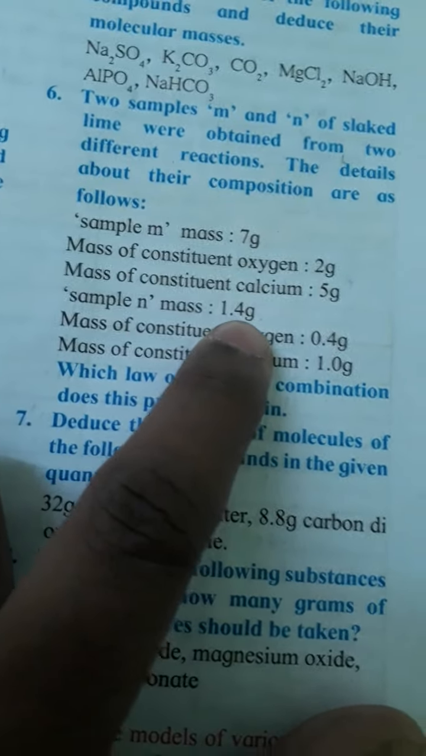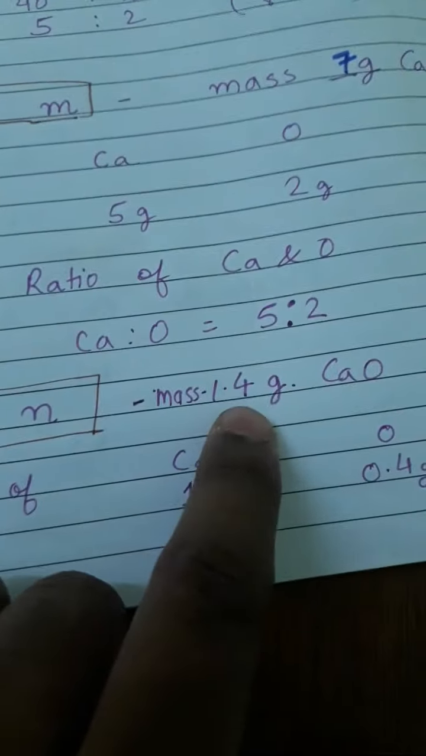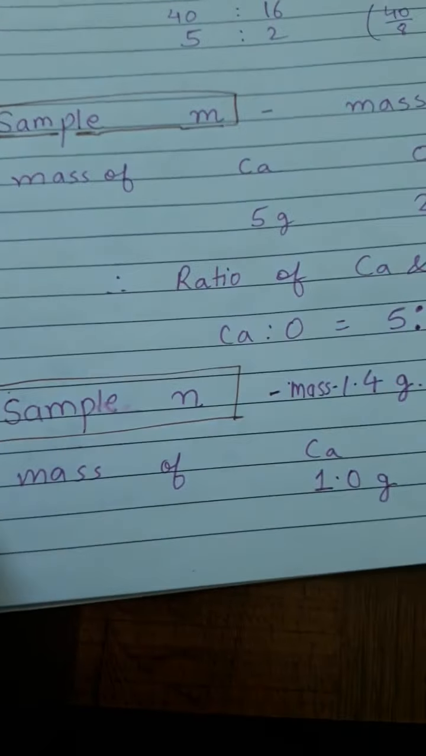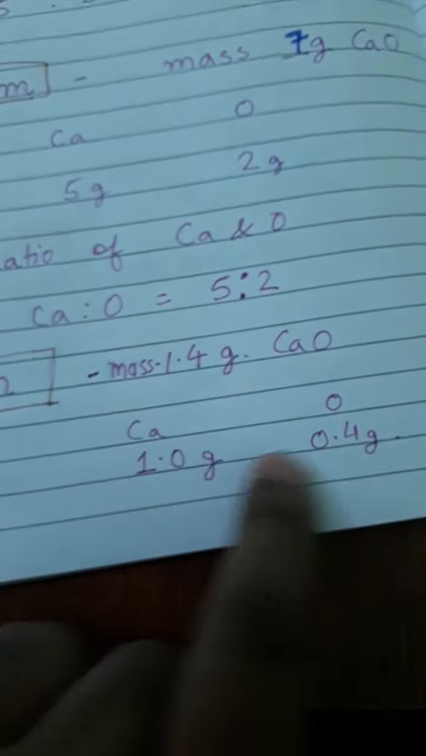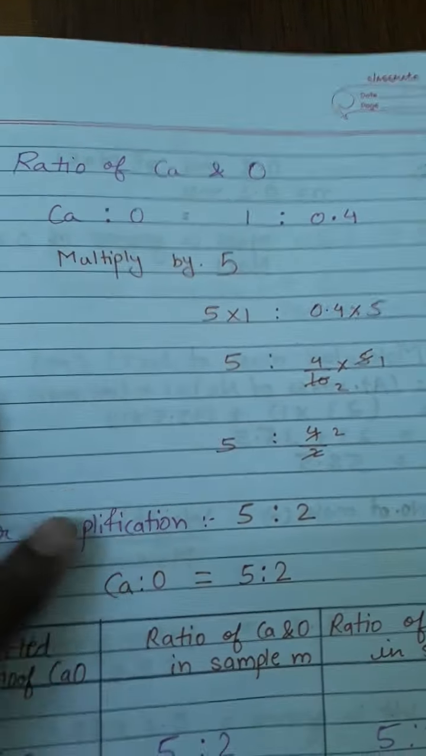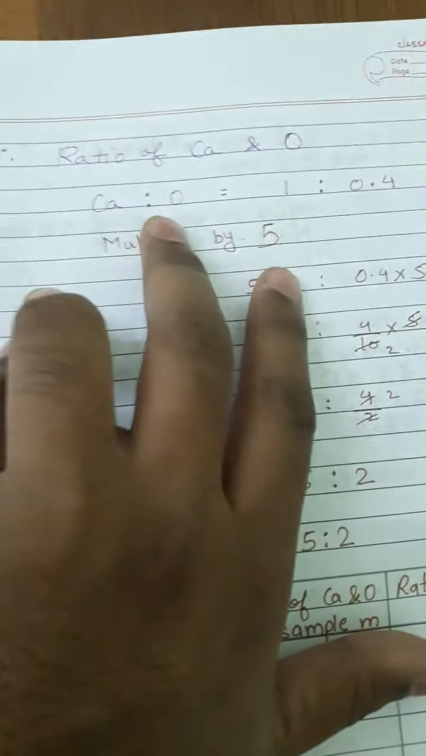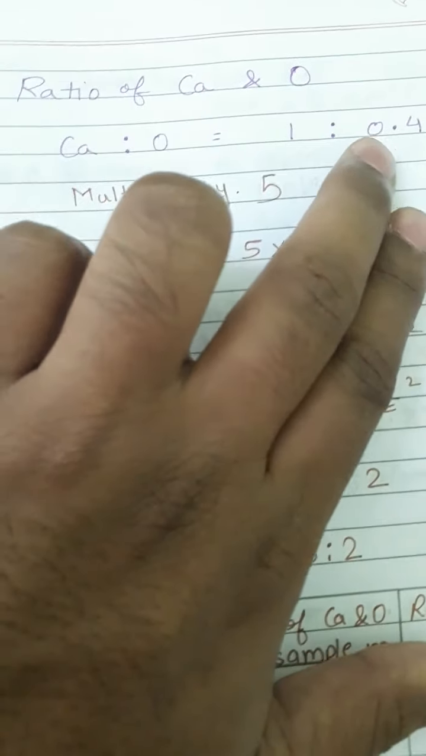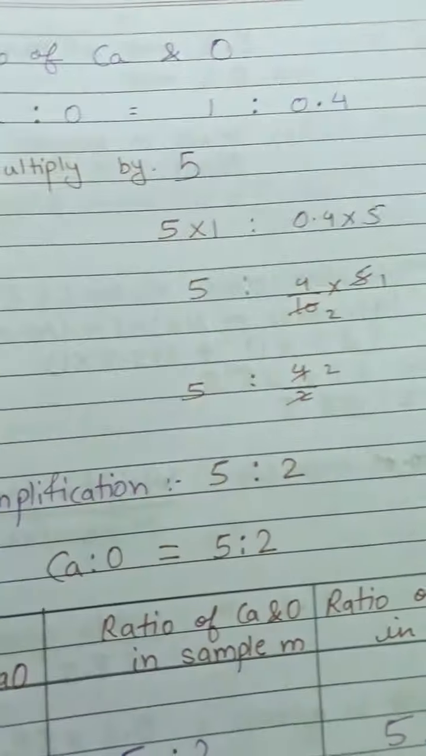Now we will see what ratio comes in sample N. Sample N contains 1.4 gram of total sample. Here we have written the mass as 1.4 gram of CaO. The mass of calcium is given as 1 gram and oxygen as 0.4 gram. Now let us calculate the ratio. For calculating the ratio, you have to multiply or divide by simplest common factors. So here the ratio is 1:0.4.